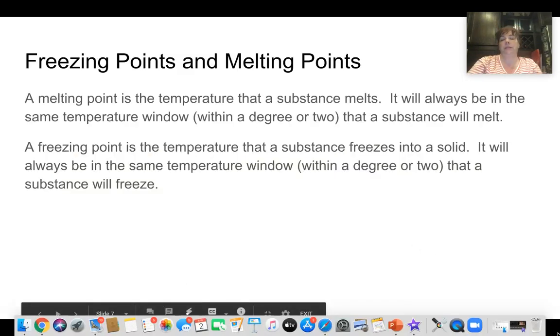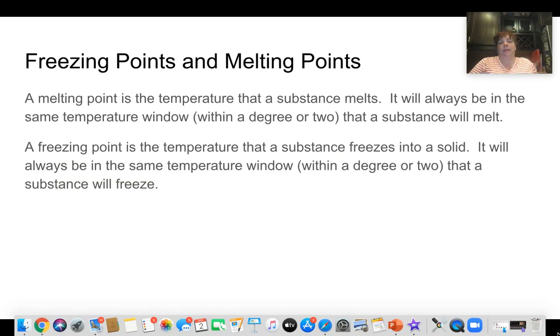Okay, freezing points and melting points. A melting point is the temperature that a substance melts at. It will always be the same temperature window. It's within a degree or two. A lot of it depends on some very minute things that you don't need to worry about with the environment that you're in, like what's the air pressure, what's the ambient temperature. But generally, it's within a degree or two that the substance will melt.